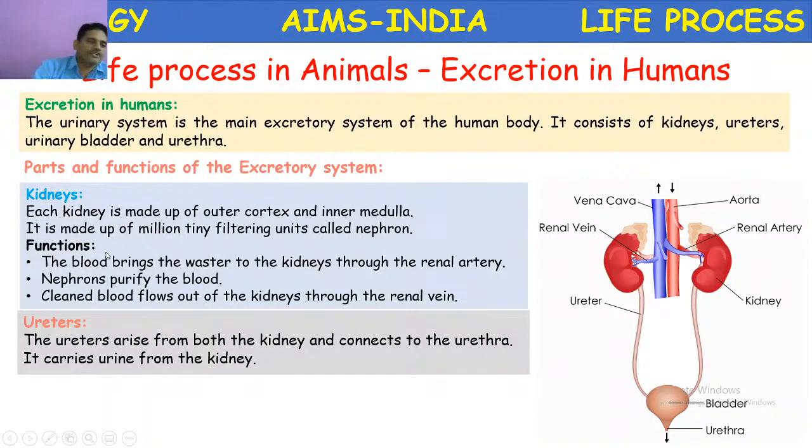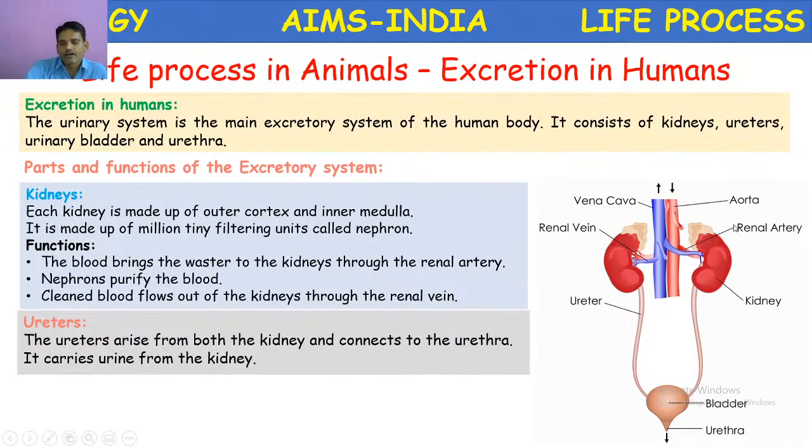In the functions of kidneys, the blood brings the waste from different parts of the body to the kidneys through a special blood vessel. They are called renal arteries. Renal represents the kidney. The artery which brings blood to the kidney is called the renal artery. Then it is divided into several small branches where it enters inside, called arterioles.